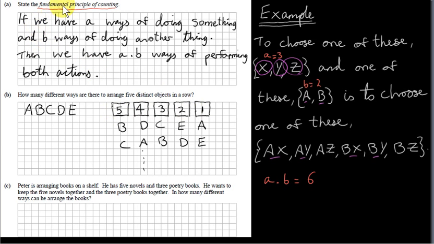Now I've stated the fundamental principle of counting for 2 possible things. We've A ways of doing one thing, B ways of doing another thing. Actually, we're doing 5 things here, and the fundamental principle of counting will of course apply to doing more than two things. So what we actually do is multiply these together.